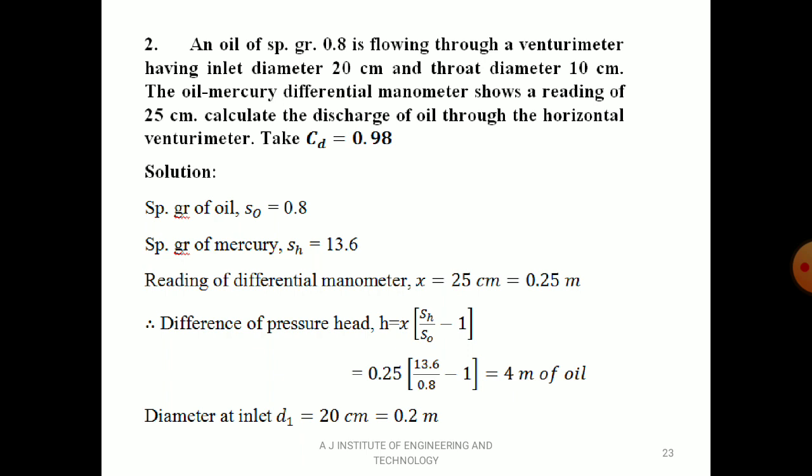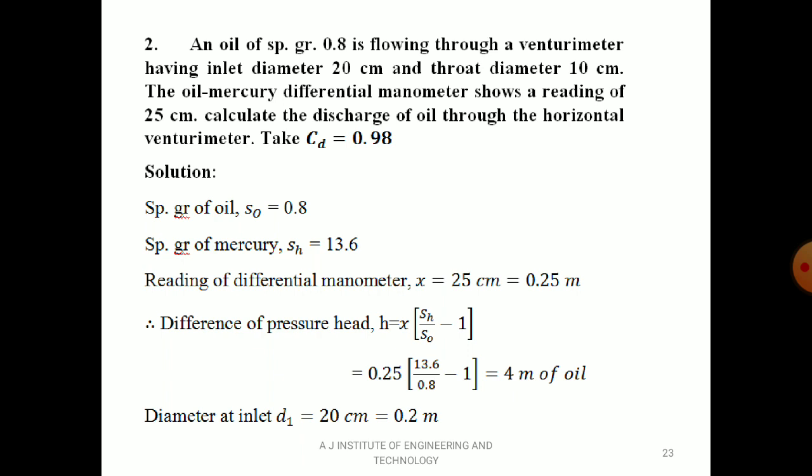What is the flowing fluid here? The flowing fluid is oil. So 4 meter of oil. While writing the unit, you should be careful. It should be written in terms of head of flowing fluid. In the previous problem, it was 4 meter of water because the flowing fluid was water. Here it is oil of specific gravity 0.8. So I have to write in terms of oil. So 4 meter of oil.